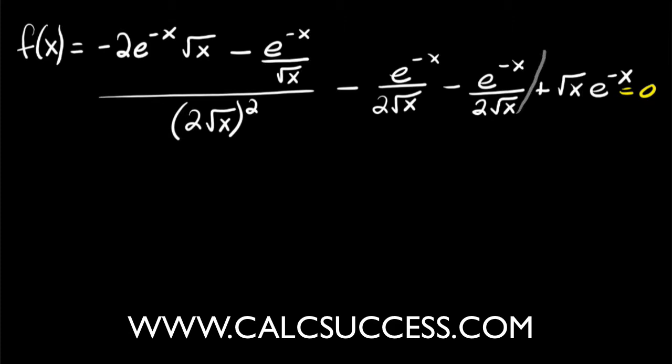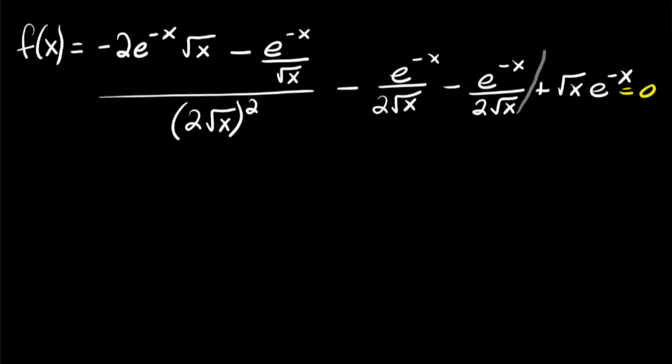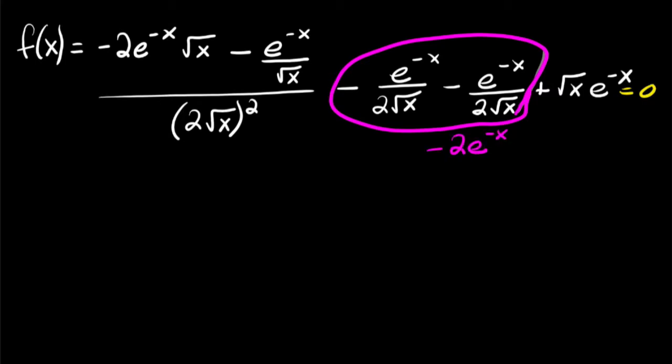Notice that these two right here, let me pick a different color, those are exactly the same. So I can combine these into negative 2 e to the negative x over 2 square root of x. And then you might have noticed, you can just divide the 2's and they go away, right? Okay. And then this one, I can't really do much with, so I'm just going to leave it alone.